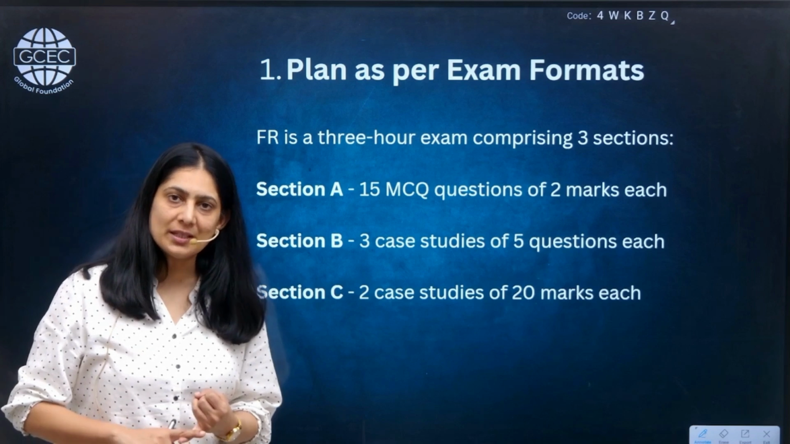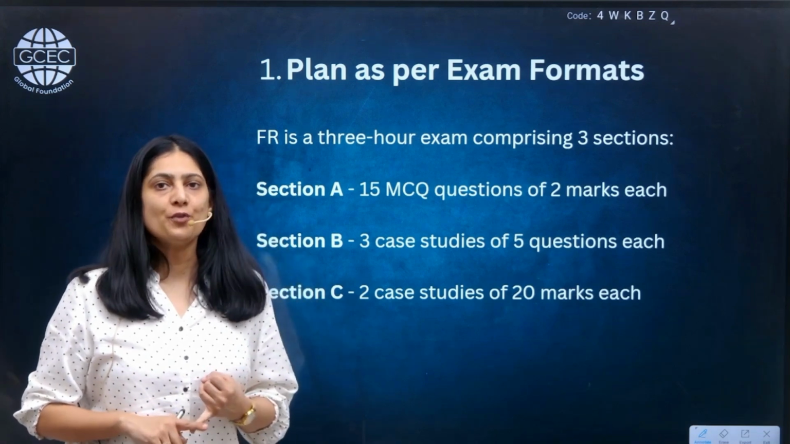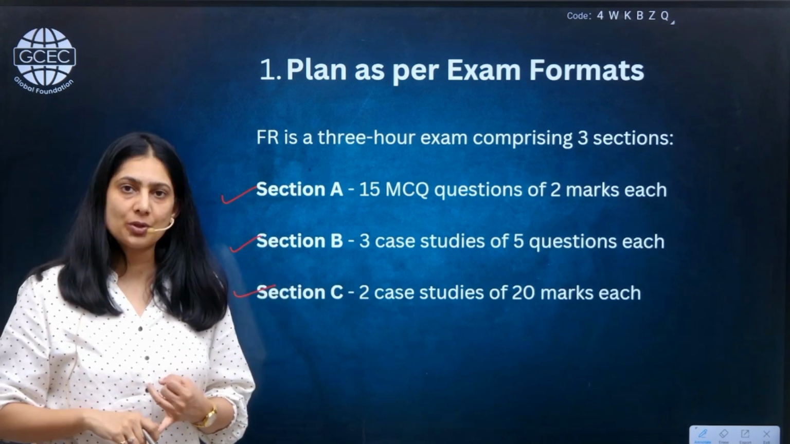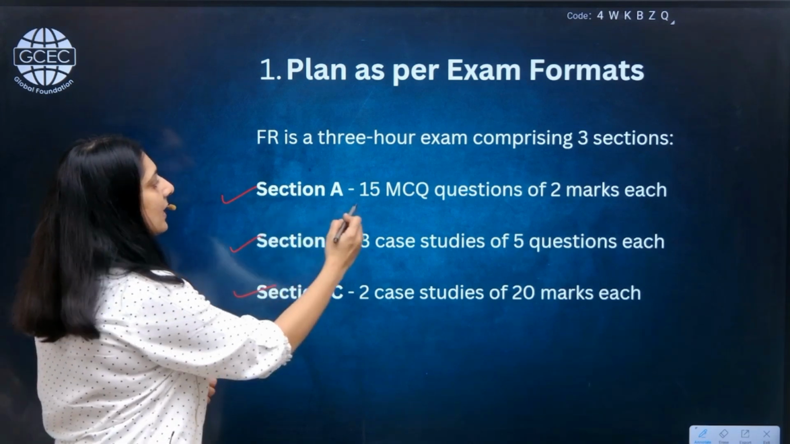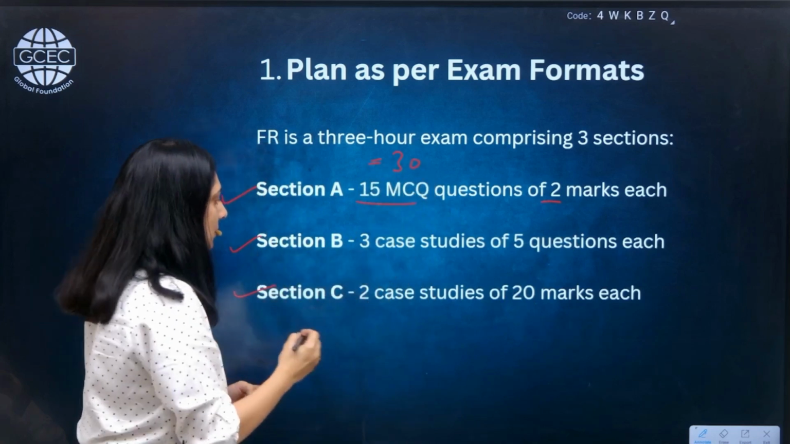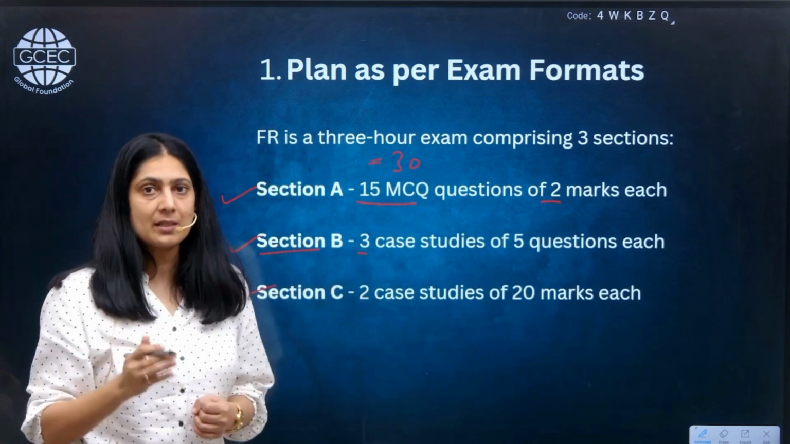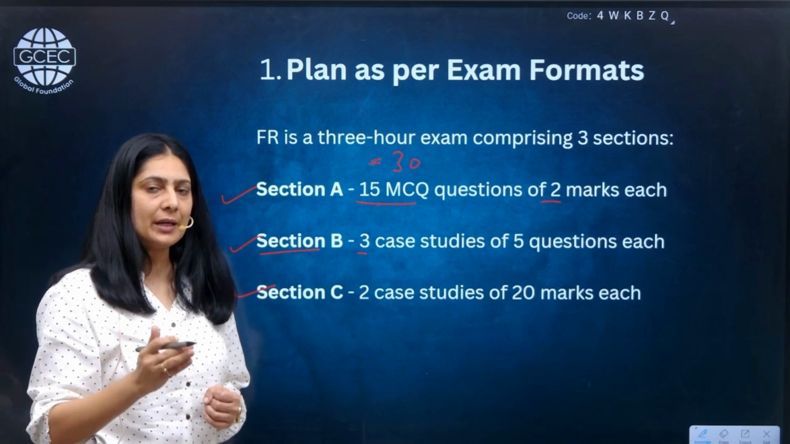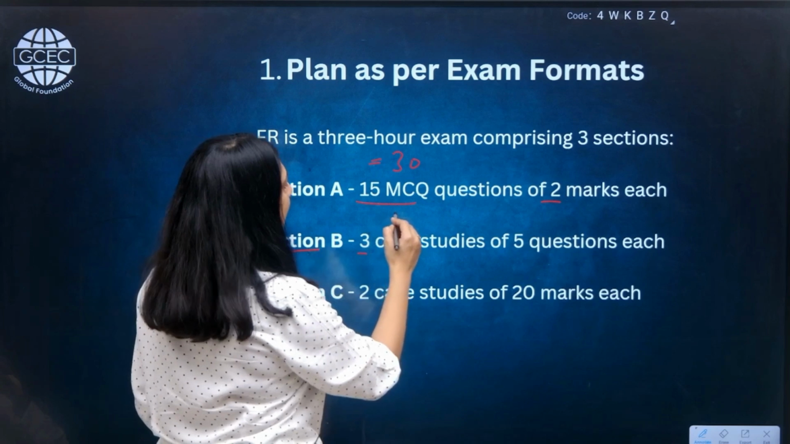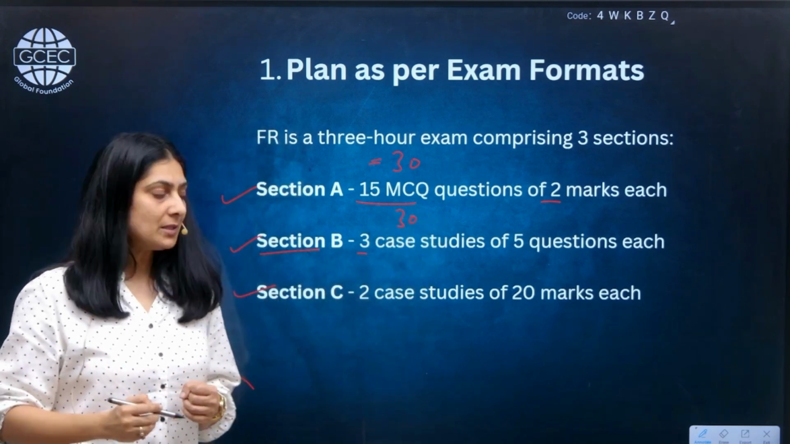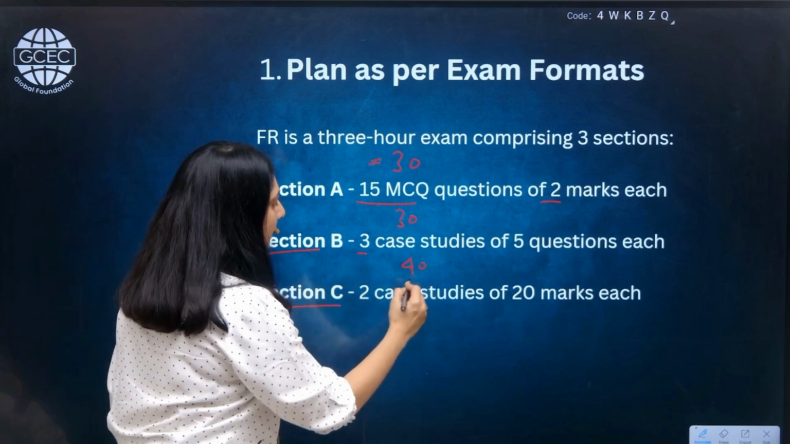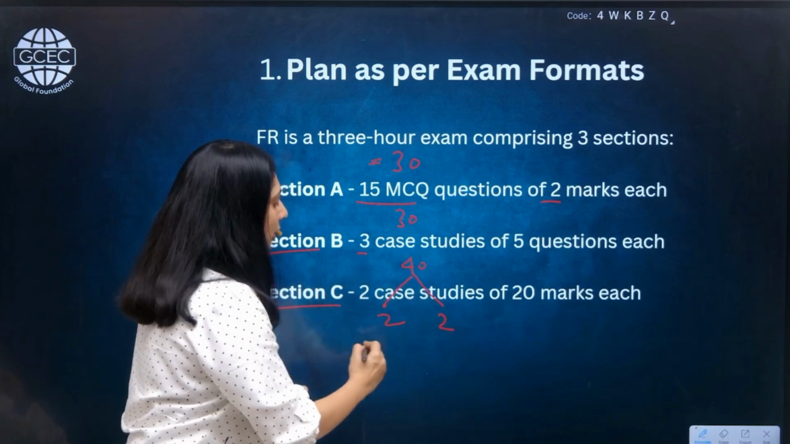The exam duration is 3 hours and the number of sections is also 3. You have section A, section B and section C. Section A is 15 MCQs of 2 marks each, which makes it 30 marks. Section B is 3 scenarios, each containing 5 questions related to that scenario, again worth 2 marks each. So this again counts up to 30 marks. And the last section, section C, will have 40 marks split into 2 case studies worth 20 marks each.